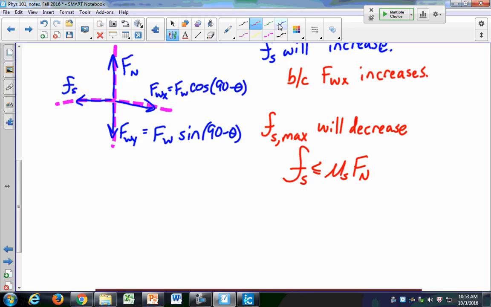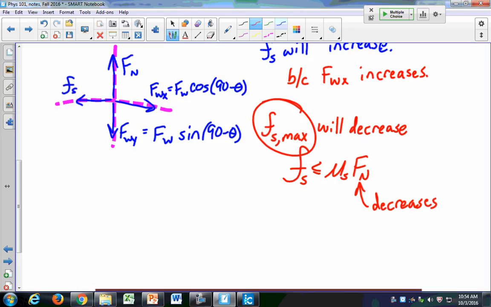The coefficient is always the same. The coefficient is dependent upon the surfaces. And as long as the surfaces are the same, then the coefficient will be the same. But here, my normal force will decrease. And since that decreases, the maximum static friction will decrease.